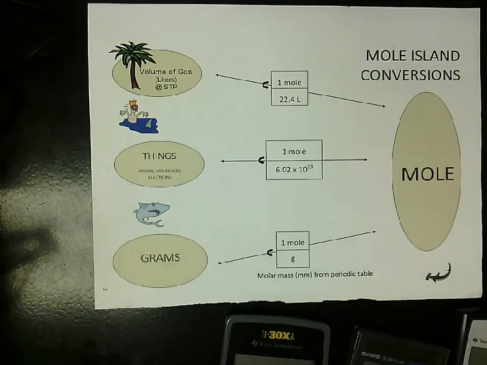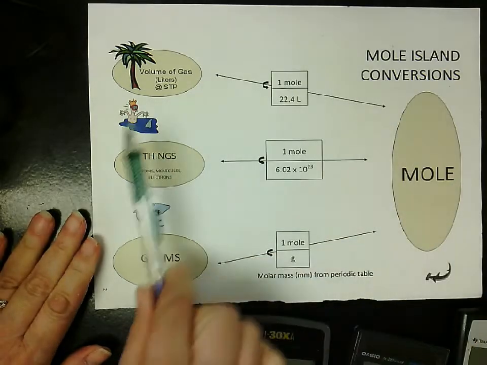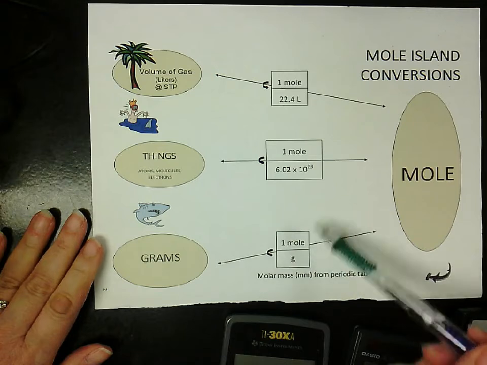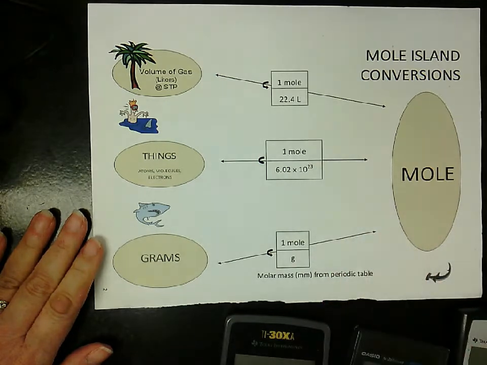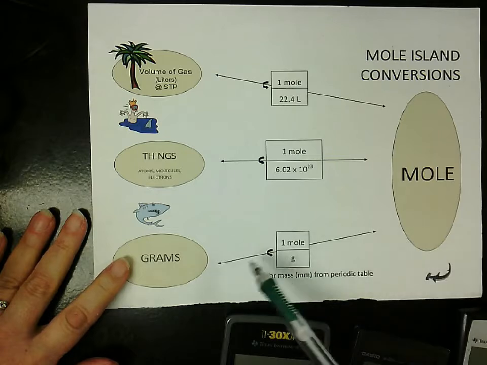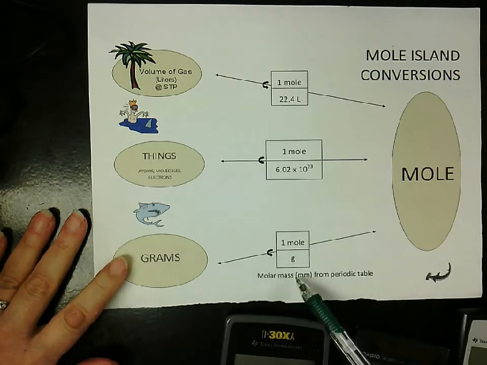Today we'll be working on mole conversion, so let's review what we have learned. When we do mole conversions, you should have out your mole island right here. And there are three equivalences or three conversion factors that you will be using. If we want to go from grams to moles or moles to grams, we are going to use molar mass. 1 mole is how many grams?